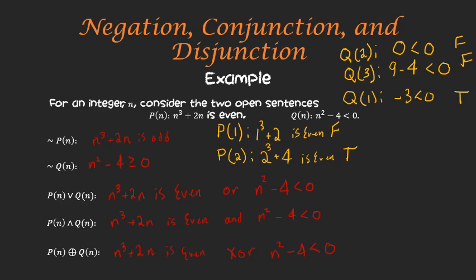So what if we did P of 1 or Q of 1? So this is the statement, P of 1 was 1 cubed plus 2. So this would be the statement 1 cubed plus 2 is even, or n squared minus 4 is less than 0. So for this, we'll look at P of 1, that's a false statement, and Q of 1, that's a true statement. So the disjunction, the or statement, is true when one of those is true, and in this case it is. Q of 1 is true, doesn't matter that P of 1 is false, Q of 1 is true, so this statement would be true.